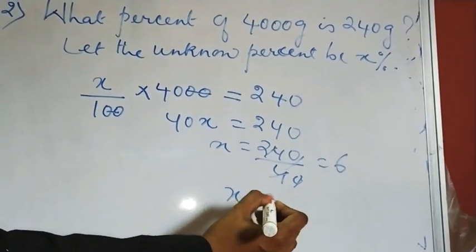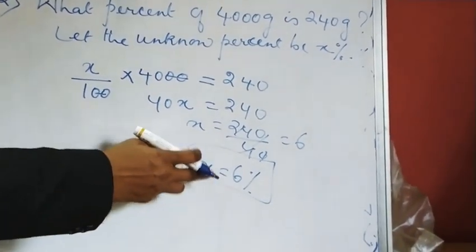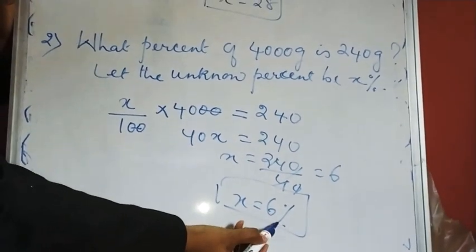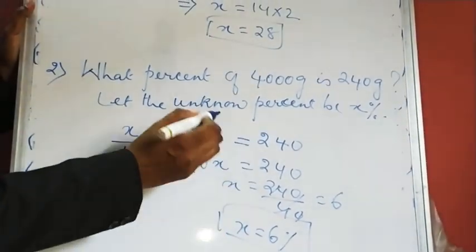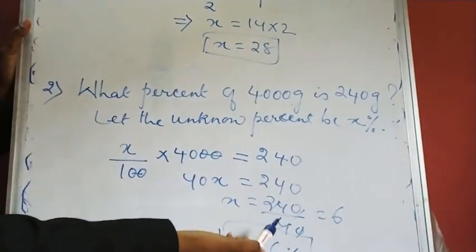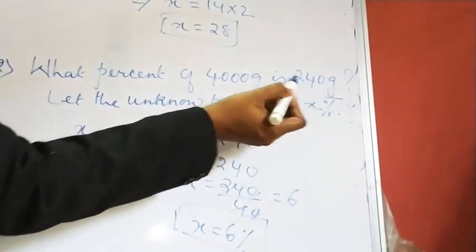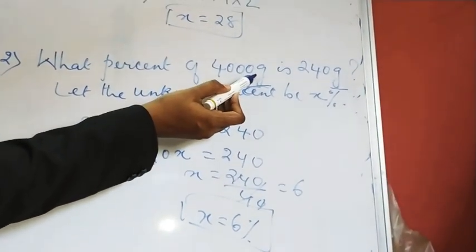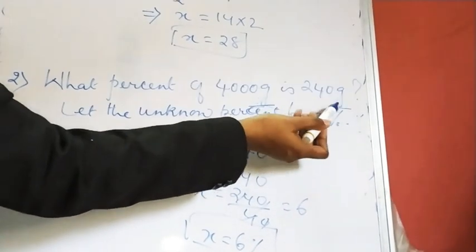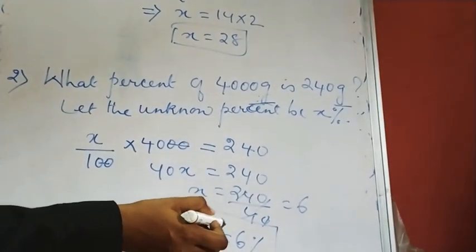So x is equal to 6%. Children, we have to remember that when we have been asked what percent, we have to denote the percent symbol here. Another thing that we have to keep in mind is, when we are going to simplify or solve the question, we should see whether the units are the same. Suppose you have kilograms here and grams here. We have to make both these units the same first, and then we'll have to solve it.